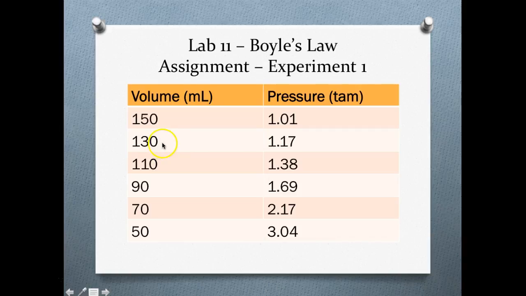When the volume decreases to 130, the pressure slightly increases to 1.1 or 1.2, and then as the volume is decreasing you can see a gradual increase in the pressure until at the last point when the volume is reduced to 50, the pressure has increased to 3. So the pressure has steadily increased, between 1 and 3 atmospheres.